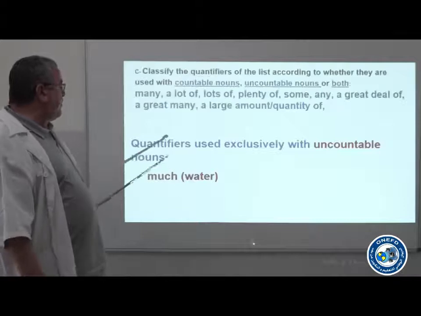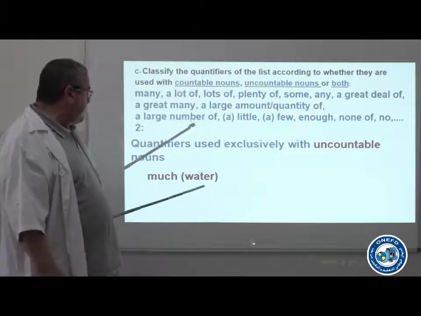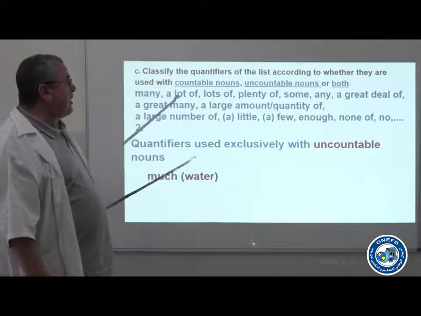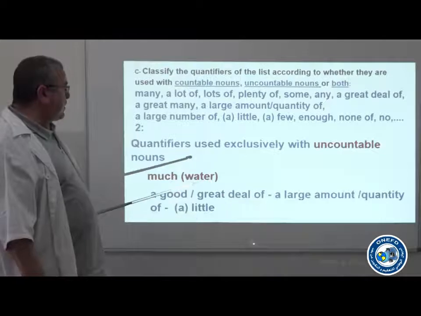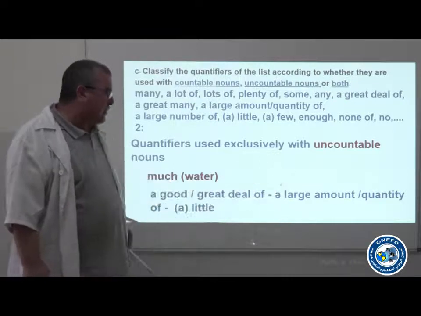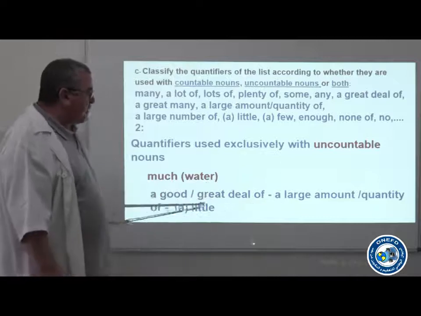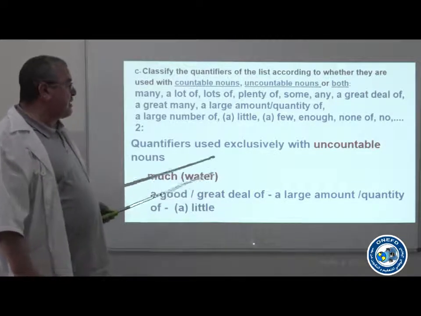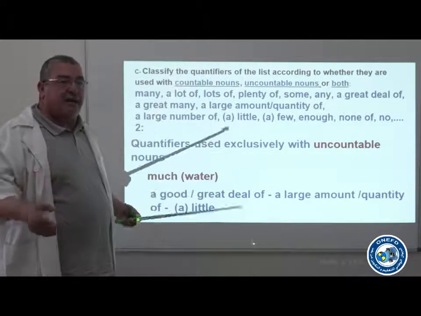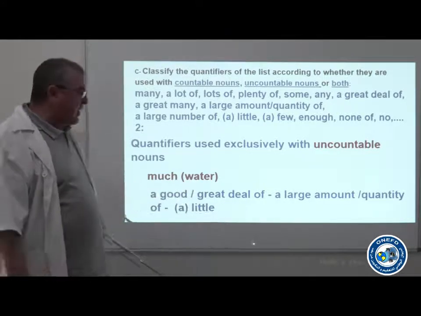Second category, we will move to quantifiers that are used exclusively with uncountable nouns, such as much. Water, for example. Can we say a lot of water? Lots of water, plenty of water, some water, any water? What can we say? A good or a great deal of water, a large amount, a large quantity of water, and little water or a little water. So these are the quantifiers that can be used exclusively with uncountable nouns, such as water. There are other uncountable nouns such as air, money, juice, help, comprehension, and so on.